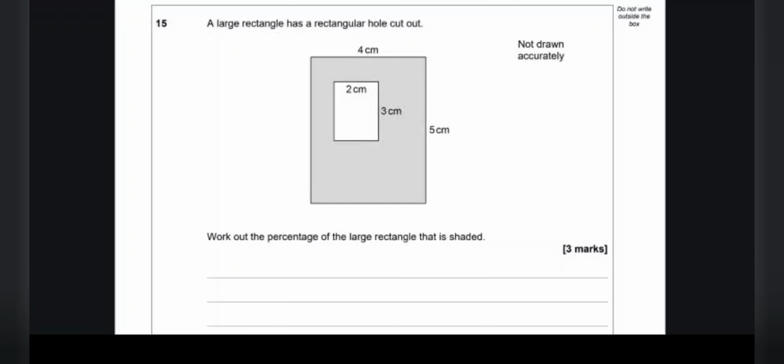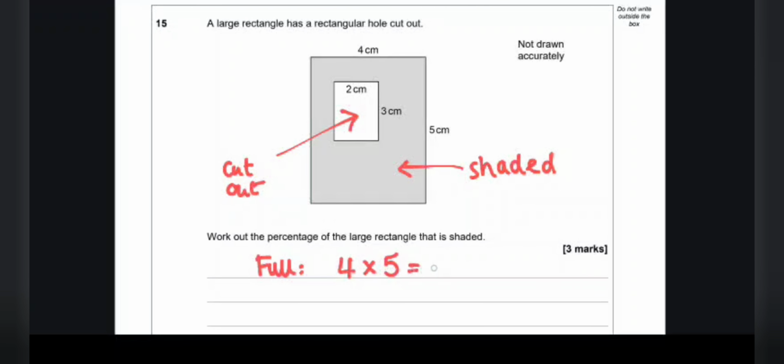Okay, an area question for 3 marks. So we have to find the area of the shaded part as a percentage of the whole rectangle. So you could imagine a piece of paper and it's had a hole cut out of it, and we're finding out the percentage that has remained. We can make some nice notes to make it easy for us to keep on track and for our work to be marked nicely. The full rectangle, the area of that is 4 times 5 equals 20 centimeters squared.